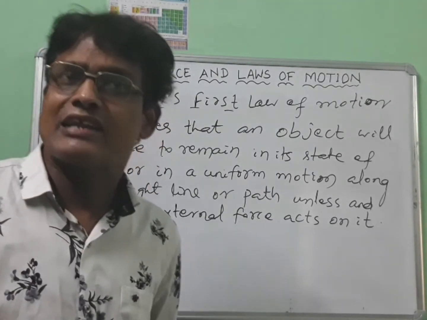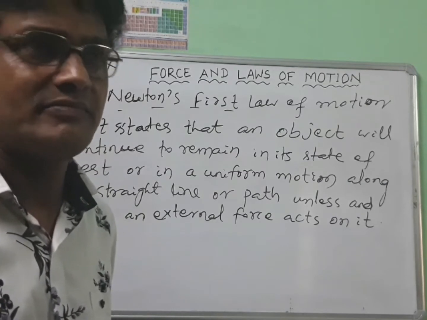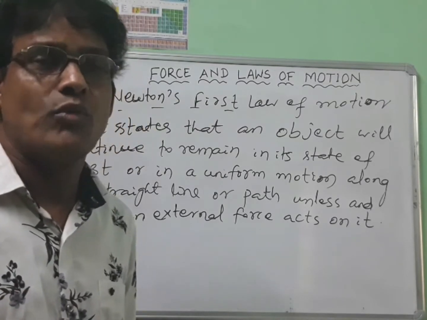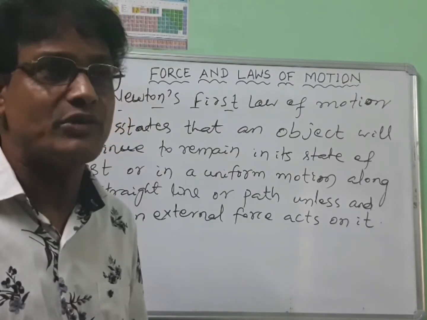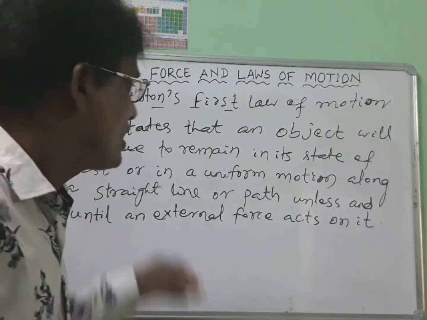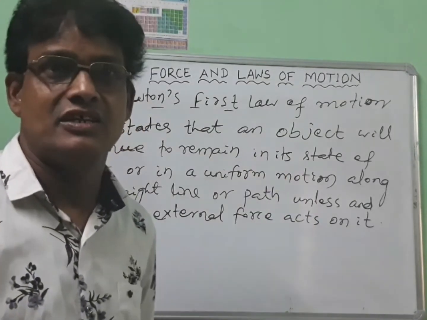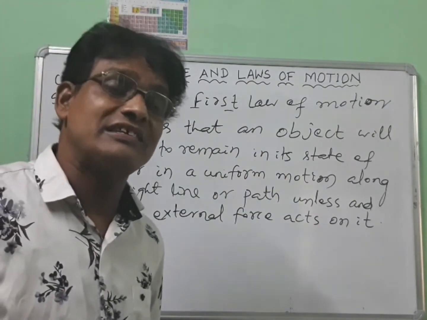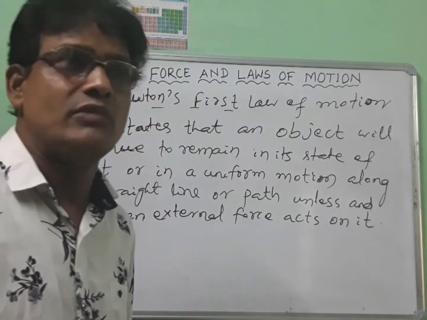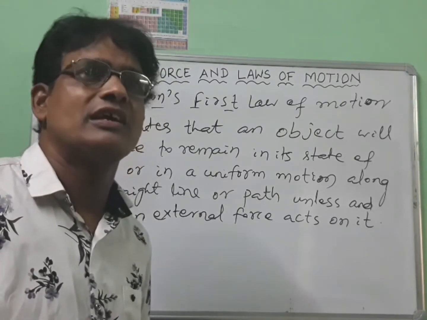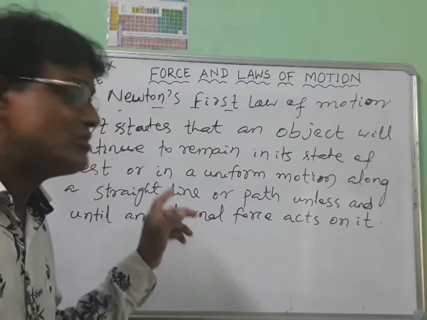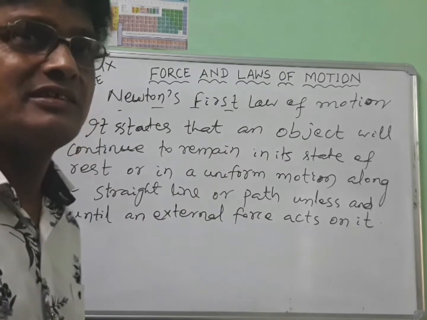are called inertia. This ability of the rest body to continue at rest, and this ability of the moving body to move continuously in a straight line with uniform motion are called inertia. That means Newton's first law of motion relates to inertia. So Newton's first law of motion is also called law of inertia. This is an important question, we will discuss why, no problem.